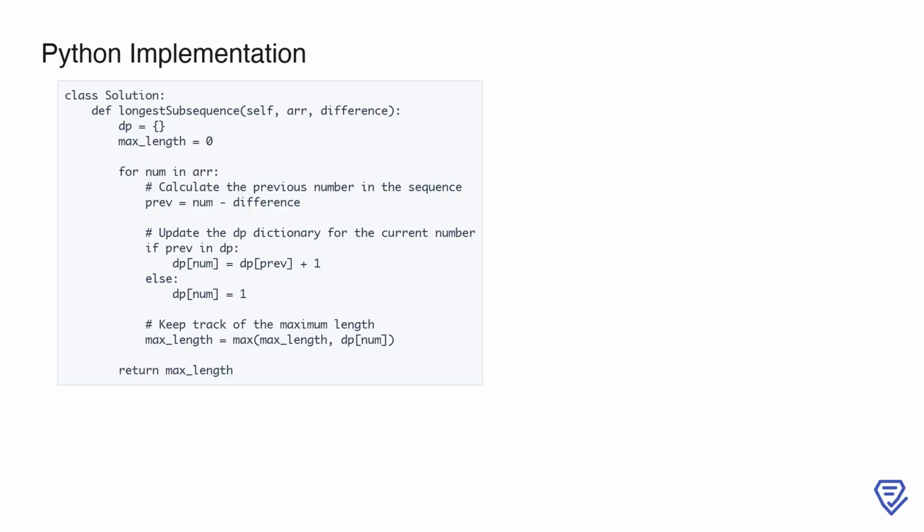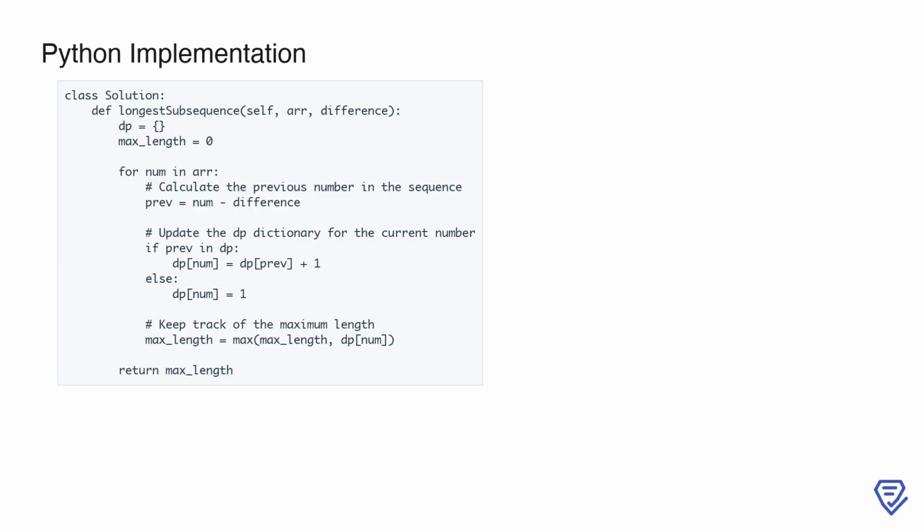4. Updating the maximum length. After updating dp[number], the max_length variable is updated to ensure it always holds the length of the longest subsequence found so far. 5. Returning the result. After processing all numbers in the array, max_length is returned as the final result.